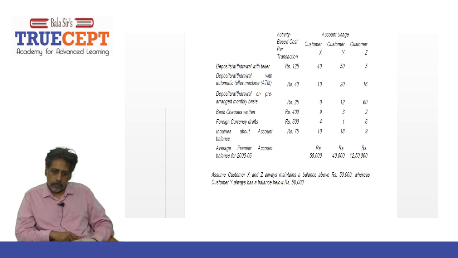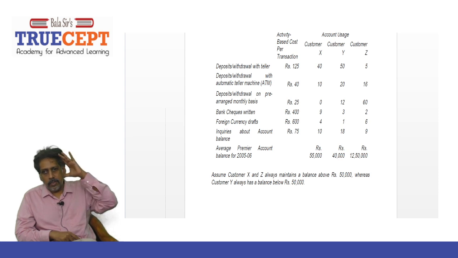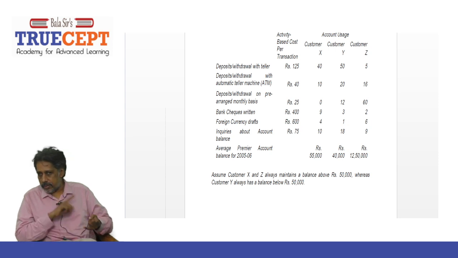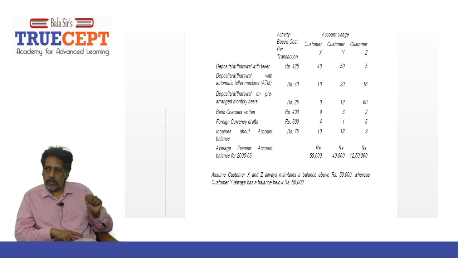So, what is the first activity? The first is deposit or withdrawal with a teller. With the teller, what is the cost? It is 125 rupees per transaction. And X goes to the bank how many times? 40 times, using the service in that year 2005-06. And customer Y? 50 times. And then Z? 5 times.